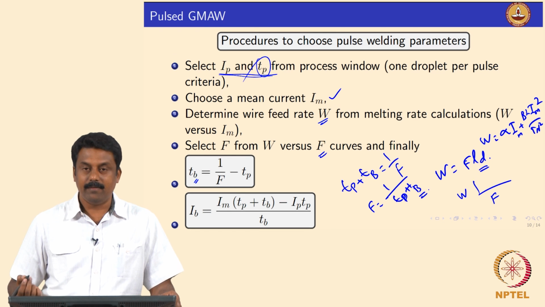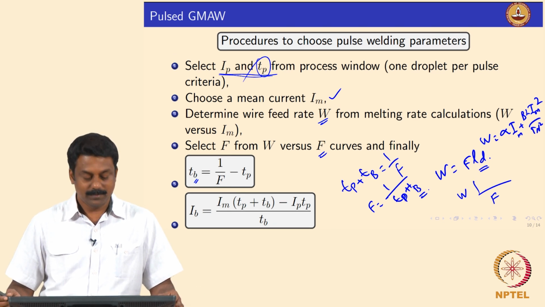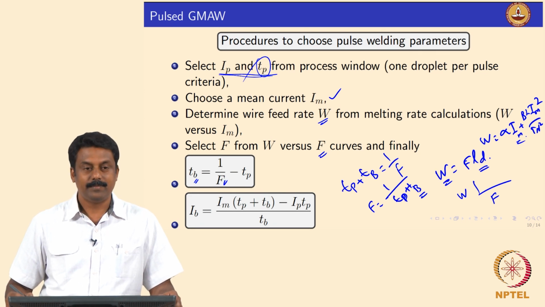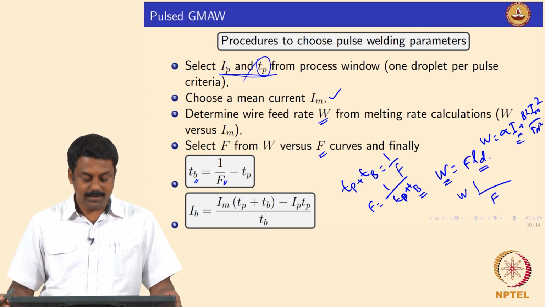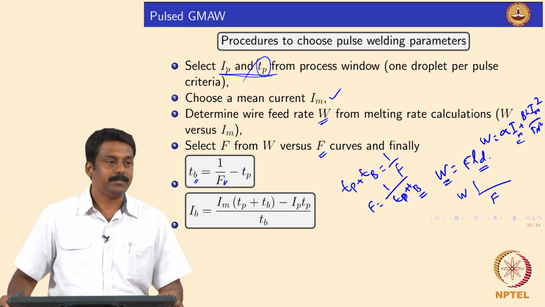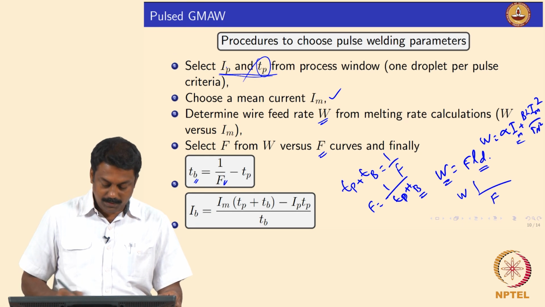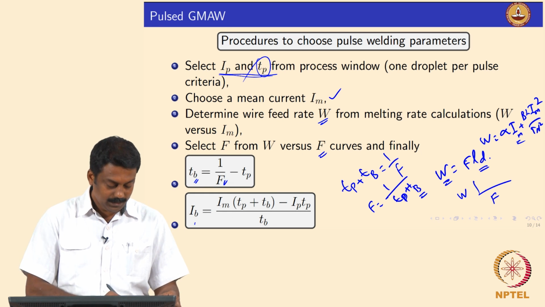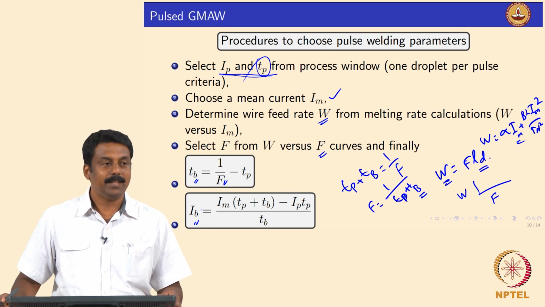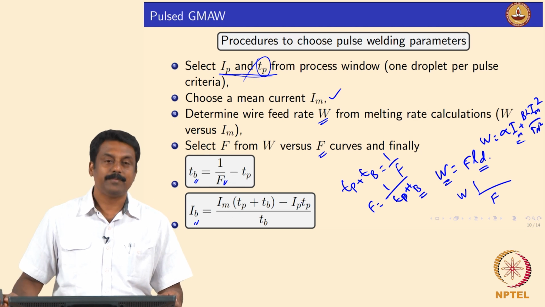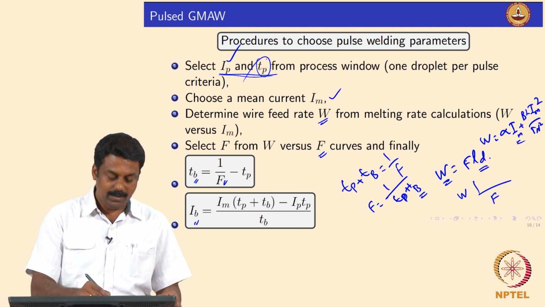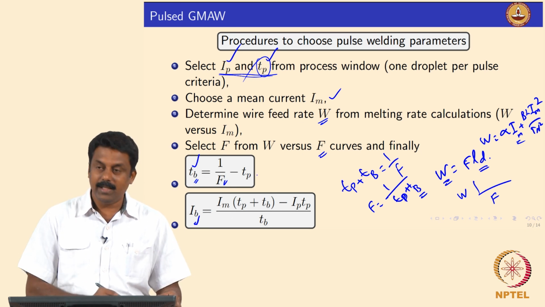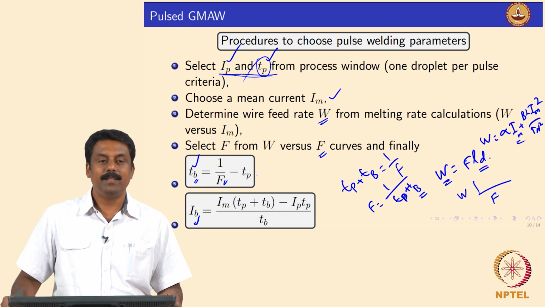So, from that we know Tb. We need to know Tb because the background current we do not know. So, f we know from W, W we know from Im, isn't it? So, Im we know from the relationship of one droplet per pulse, right. Once you know the Tb, all the unknowns are now known except the background current. The background current can be solved from the equation. So, we know Ip, Tp and Tb, the only unknown is Ib, which is calculated from the average current equation, right, good.